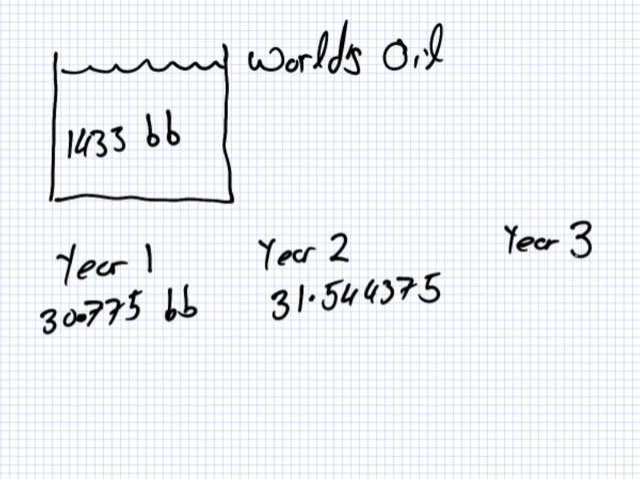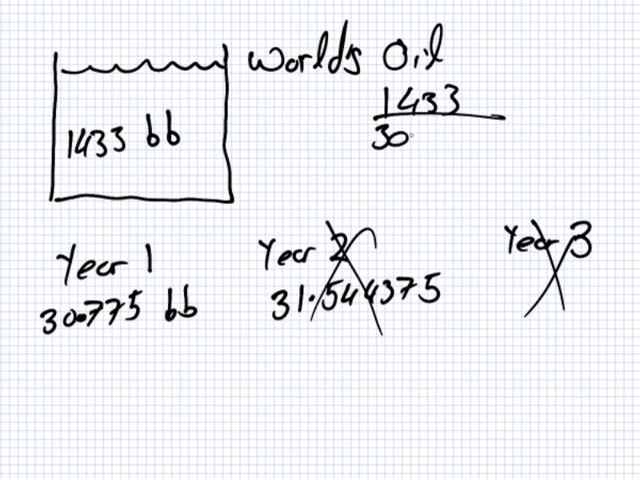So if the demand didn't increase, and I ask you how long until the oil is gone, well, the answer is just going to be 1433 divided by 30.775. You don't need to write that part down. So for example, that is 47 years. By the way, I just made these numbers up, okay? I think there's probably more than 47 years left. Anyways, that's not going to be the case.